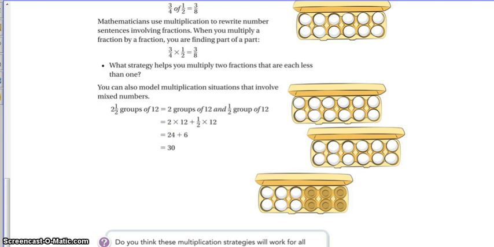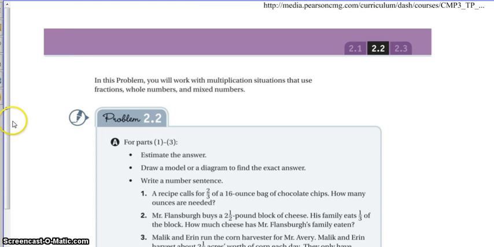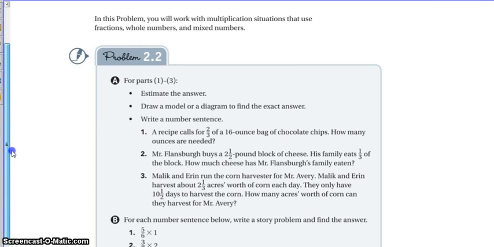All right, so let's go on and try to apply these to some problems. It says, estimate an answer, draw a model or diagram to find the exact answer, and then write a number sentence. So I'm going to walk through question A1 and do this. So on my paper, I'm going to write A1, and it says, a recipe calls for 2/3 of a 16-ounce bag of chocolate chips. How many ounces are needed?